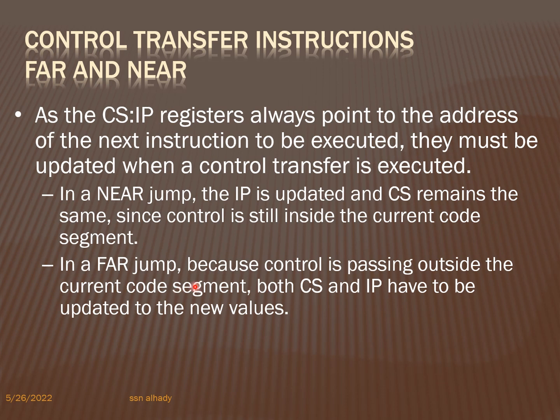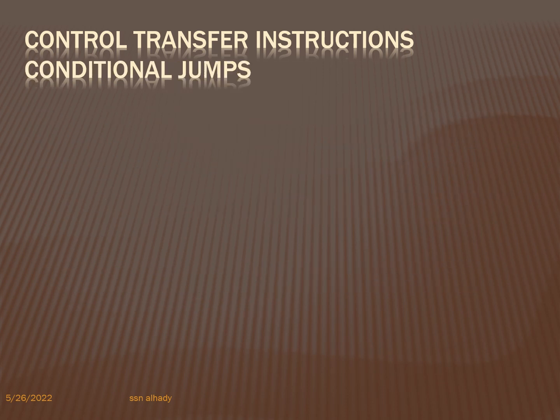In the far jump, because control is passing outside the current code segment, both the code segment and the instruction pointer have to be updated to the new values. Okay, both of them can be changed.